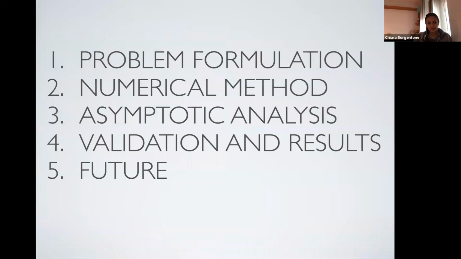But first, let's look at the outline of the talk. So I will start by introducing the problem formulation. I will talk about the numerical tools that I had to develop in order to deal with these kinds of simulations. I will briefly talk about the asymptotic analysis, and then I will go to the validation and some new results. And then I will also say a few words about my future. So let's start with the formulation.